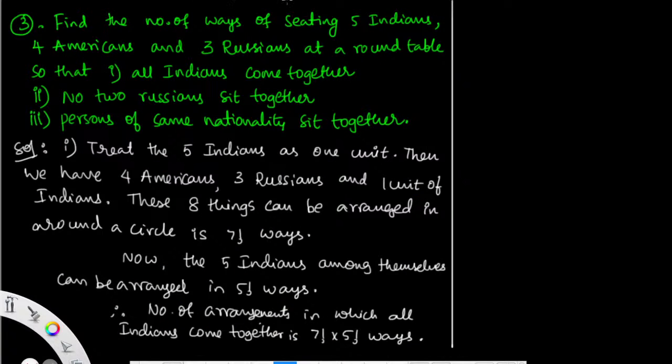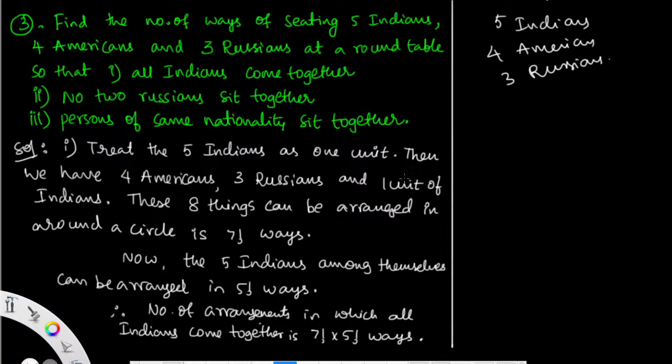Find the number of ways of seating 5 Indians, 4 Americans and 3 Russians at a round table. So that is 5 Indians, 4 Americans and 3 Russians at the round table. In this, the question says all Indians come together.